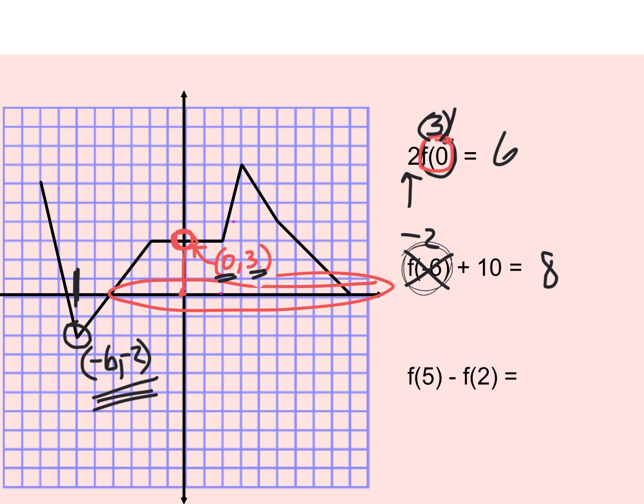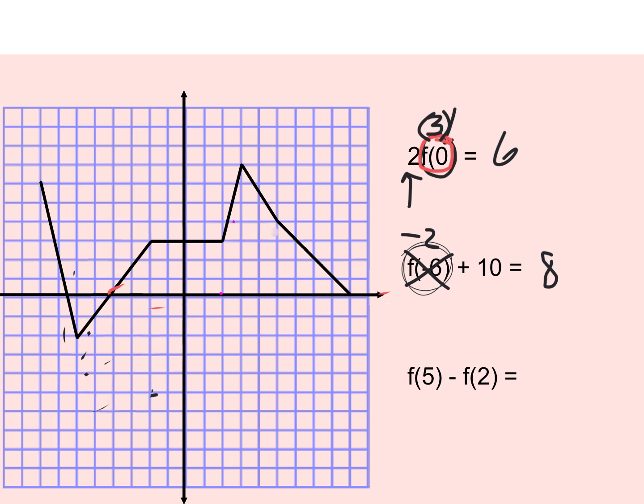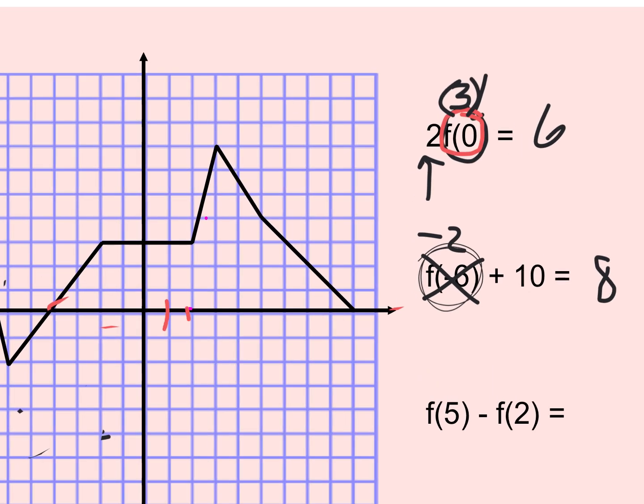Bennett, figure out f of 5 for me. Take a second. When you got it, say it nice and loud. F of 5, he says it's 4. I'm going to check him. F of 5, you go over 1, 2, 3, 4, 5, and then you go up here. I think he's right. 5 comma 4 is a point. So f of 5 is 4.